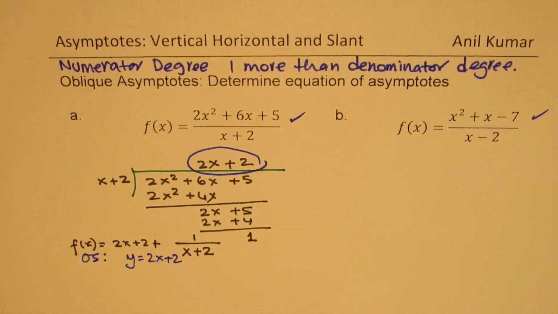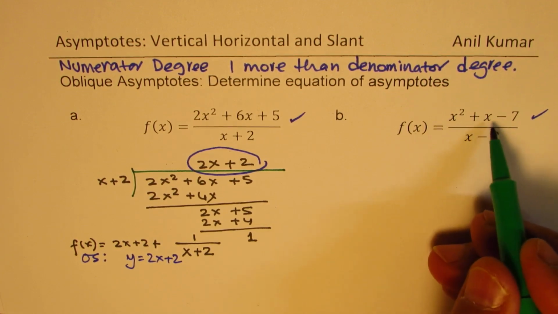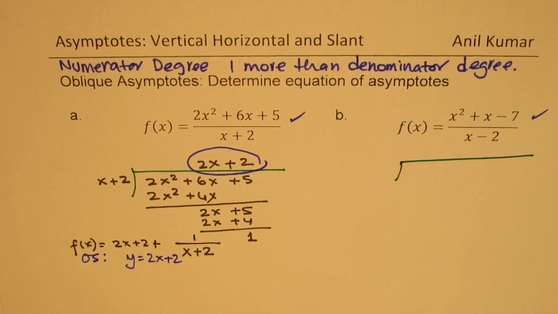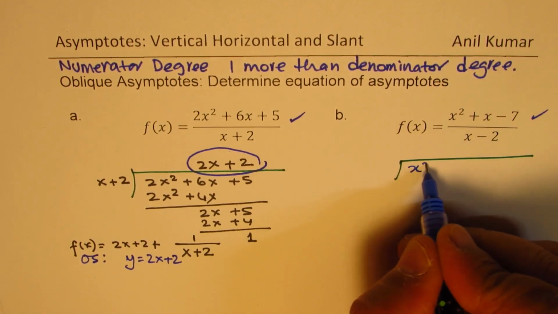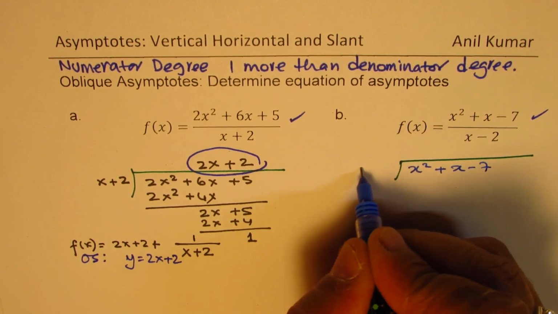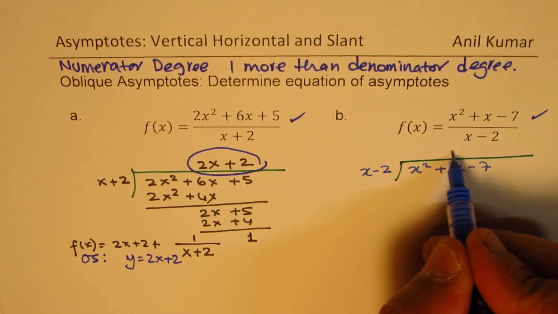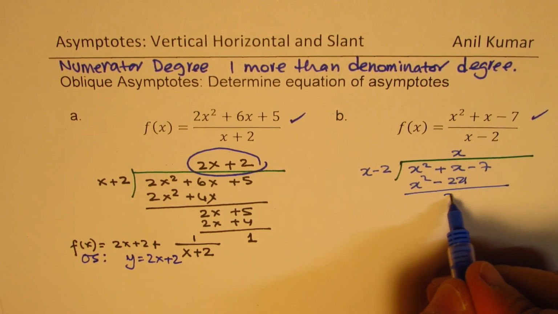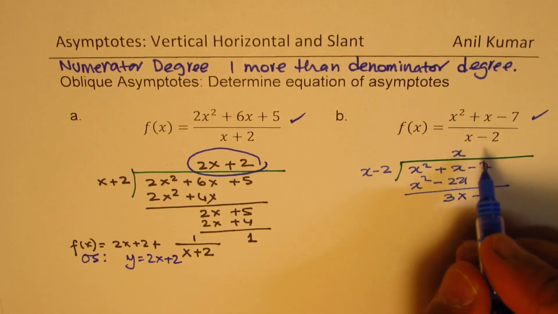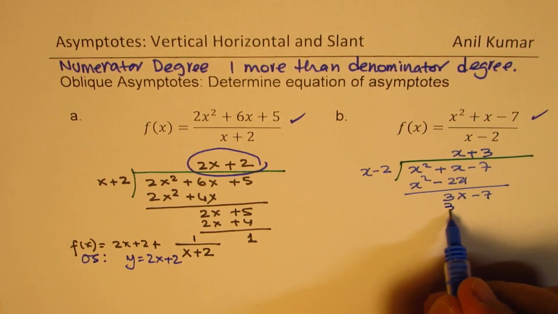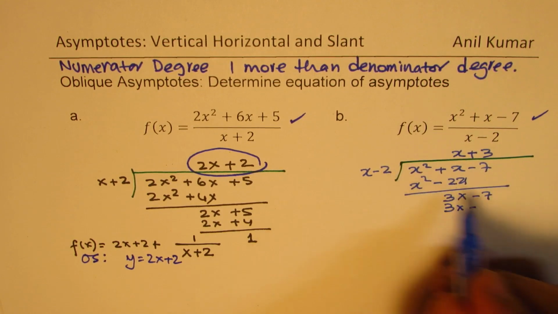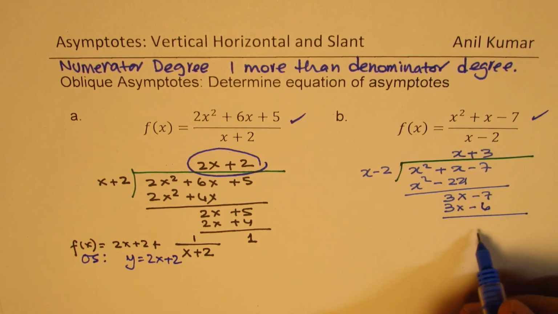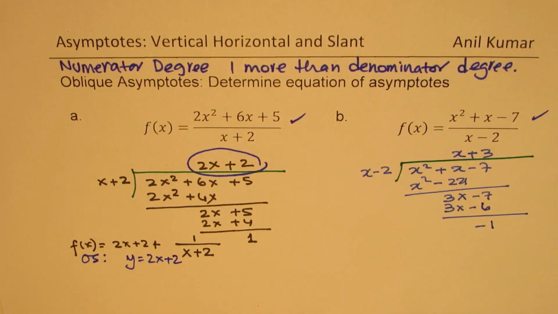Now, let us do the next function also. Let's find out the oblique asymptote. Process is same. So we'll again divide the numerator, which is x squared plus x minus 7 by x minus 2. So it goes x times, you get x squared minus 2x, and when you take away, you get 3x minus 7. You will multiply this with 3, so you get 3x minus 3 times 2 is 6, and when you take away, you are left with minus 1. So in this case, it is minus 1 here.